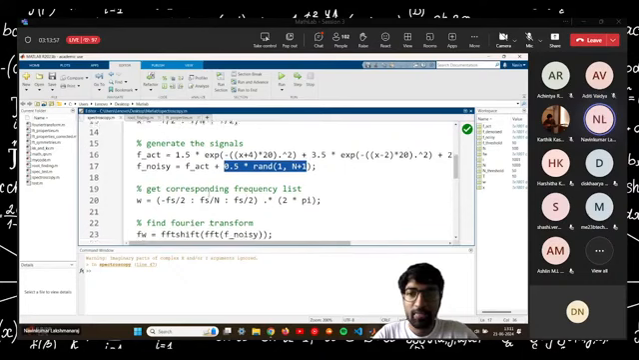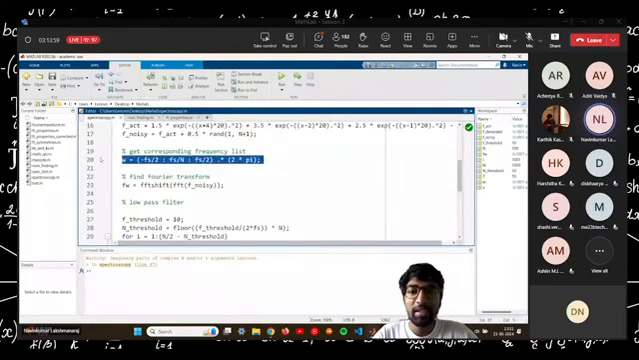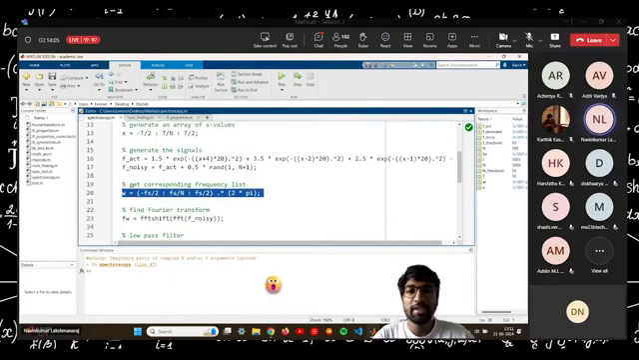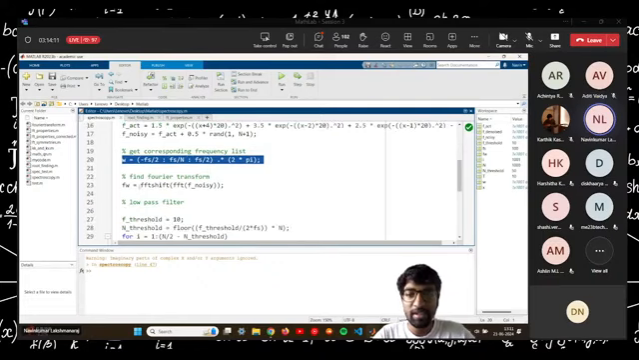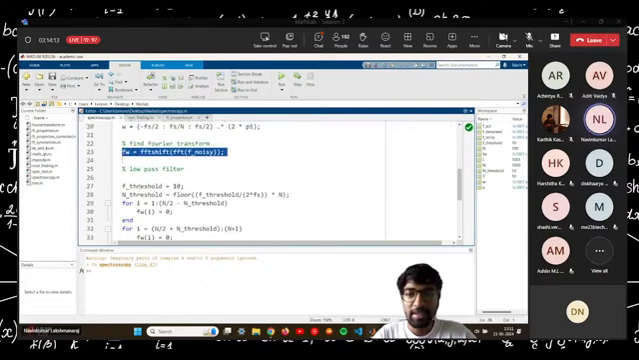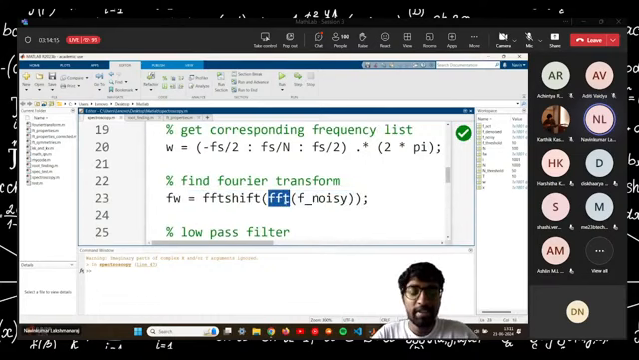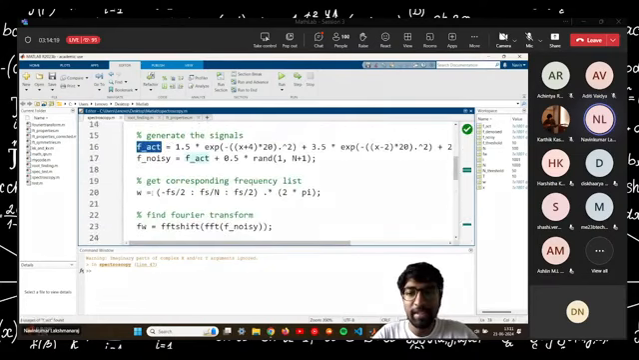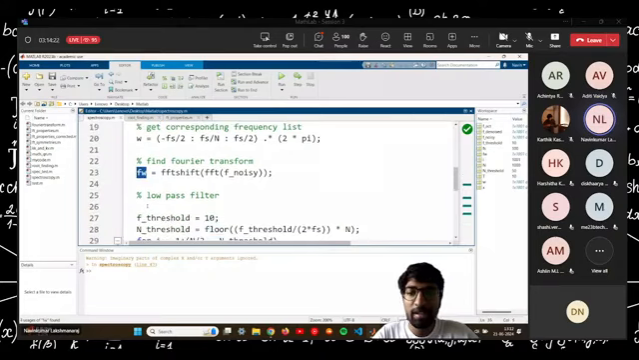So how do we do this? First, we get a list of the corresponding frequency values for this data. This is something that can be figured out using the Nyquist sampling theorem. If any of you want to learn more about it, you can always reach out to me after the session. And then what we do is we use this function fft, fast Fourier transform, to find the Fourier transform of the function f actual, and we get f omega.